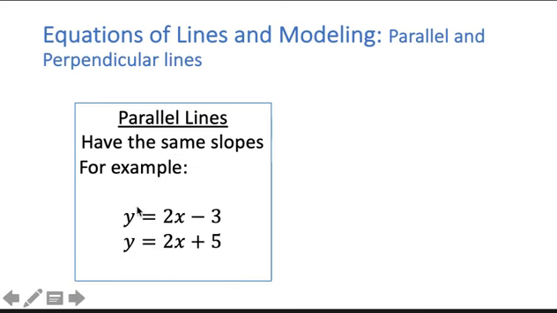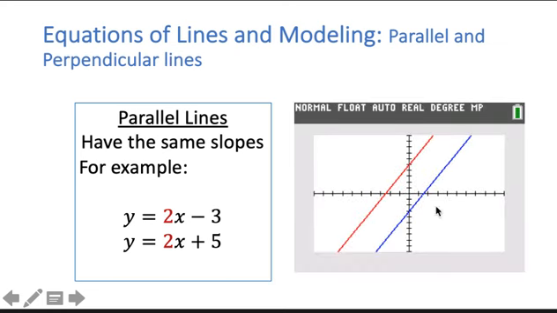So for example, if I have the equation of 2 different lines, y equals 2x minus 3 and y equals 2x plus 5, what are the slopes of these lines? Well, the slope is 2 for both of those. Because the slopes are the same, we know those lines are parallel. If I graph that on my graphing calculator, you can see these lines are never going to touch. That's what it means to be parallel. So they have the exact same slope, but they're not exactly the same line.